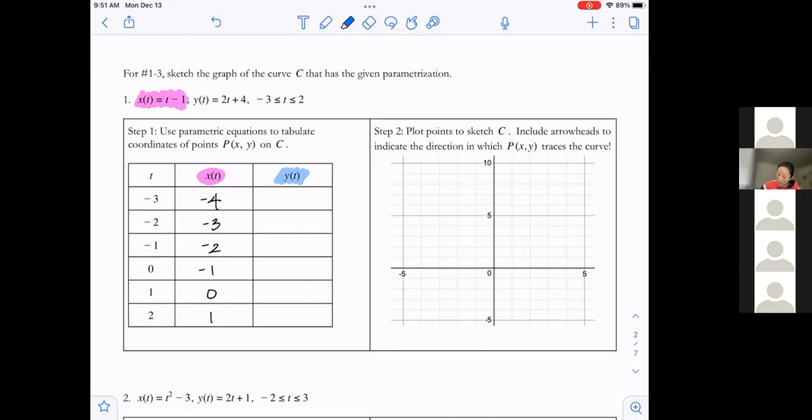Great, we are going to substitute as well. And this time we're going to choose that y of t equation. Wonderful. All right. Fill in this table for me. Tell me what values I should put in there for that y of t.